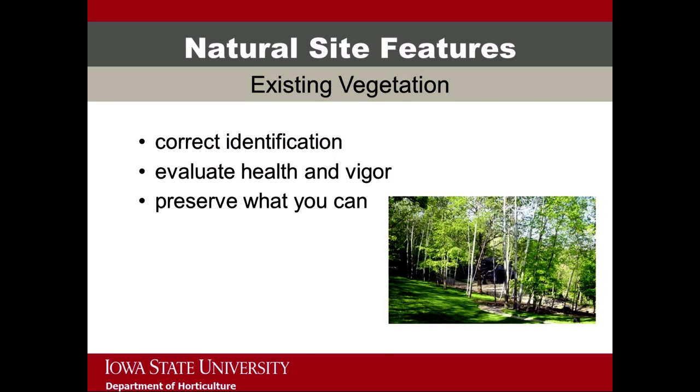With existing vegetation, it is important to identify the plants correctly. This can help the designer determine if the plant should be removed because of age, insect pest such as the emerald ash borer, disease such as Dutch elm disease, or if the plant is an invasive species in the area. As designers and horticulturalists, it is best to preserve what you can, even if it makes the design more challenging.